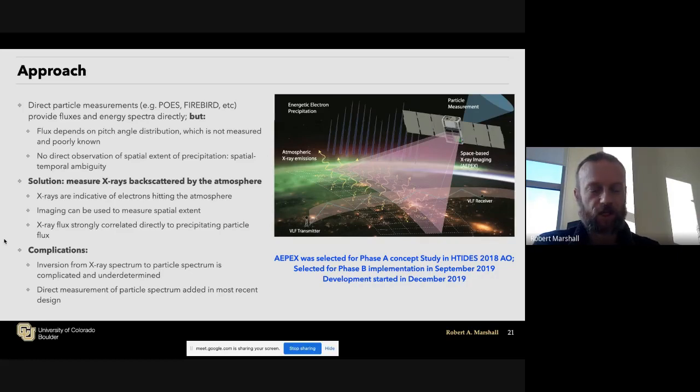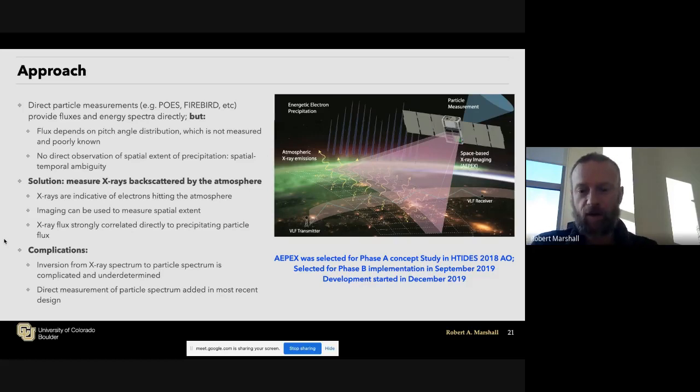I mentioned complications here. As I said, the inversion from X-rays to particles is difficult, and I'll say a bit about that in a second. We have overcome that by adding a particle detector to the instrument, which will directly measure the electron spectrum fairly accurately, even if it can't get the flux extremely well.